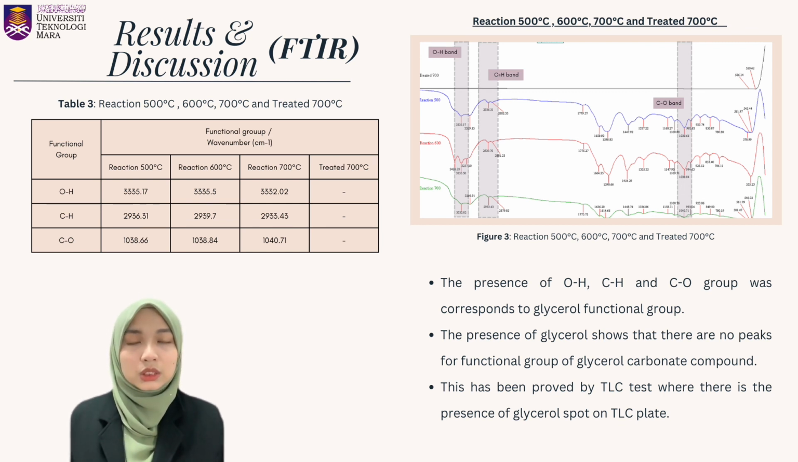The samples were analyzed after undergoing the transesterification reaction of glycerol with urea to produce glycerol carbonate. The presence of OH, CH, and CO groups corresponds to the glycerol functional groups. There are no peaks for the functional groups of the glycerol carbonate compound. This has been proved by the TLC test, where there is the presence of a glycerol spot on the TLC plate.